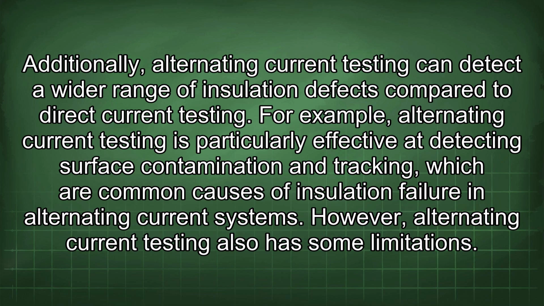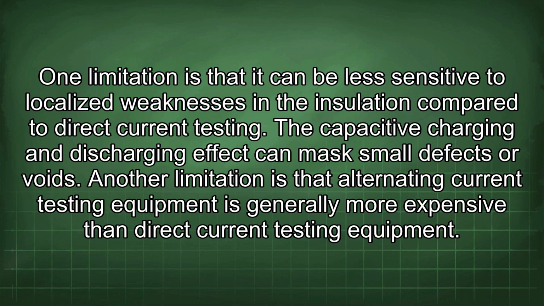For example, alternating current testing is particularly effective at detecting surface contamination and cracking, which are common causes of insulation failure in alternating current systems. However, alternating current testing also has some limitations. One limitation is that it can be less sensitive to localized weaknesses in the insulation compared to direct current testing. The capacitive charging and discharging effect can mask small defects or voids. Another limitation is that alternating current testing equipment is generally more expensive than direct current testing equipment.